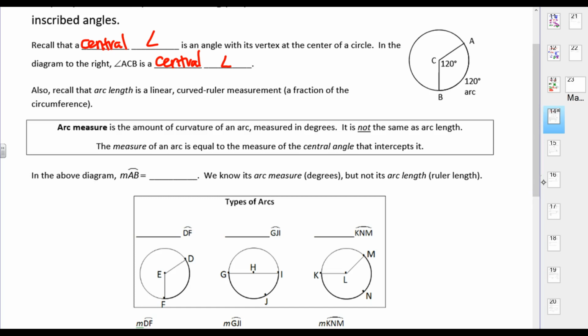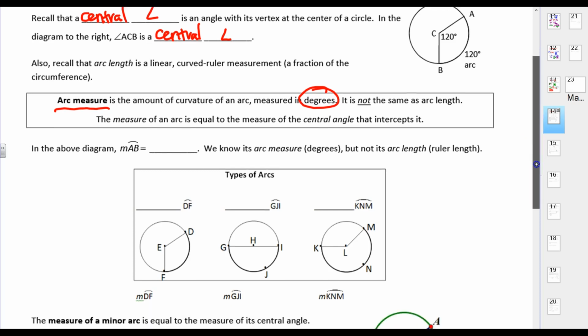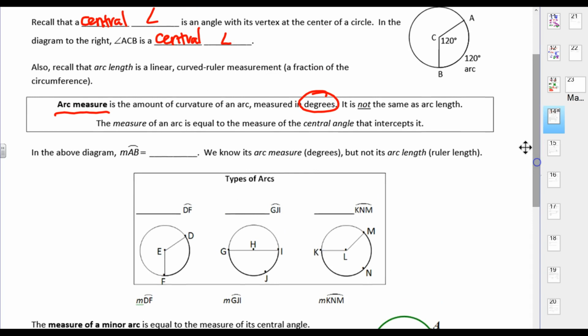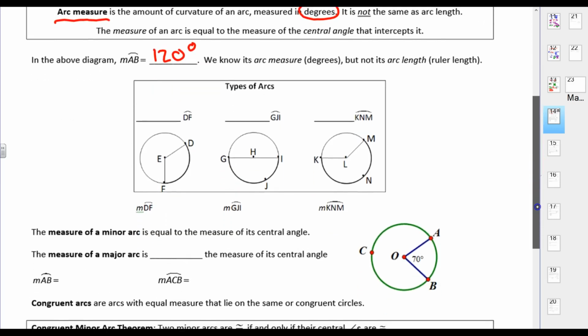Today we're going to talk about arc measure. Arc measure is the amount of curvature of an arc measured in degrees, and it is not the same thing as arc length. So if I'm looking at arc AB, it has an arc measure of 120 degrees, and its arc length would be 1/3 of the circumference, whatever the circumference would be. So keep in mind that measure and arc length are not the same thing. In the above diagram, the measure of arc AB would be 120 degrees. We know its arc measure, but not its arc length because we don't have the radius.